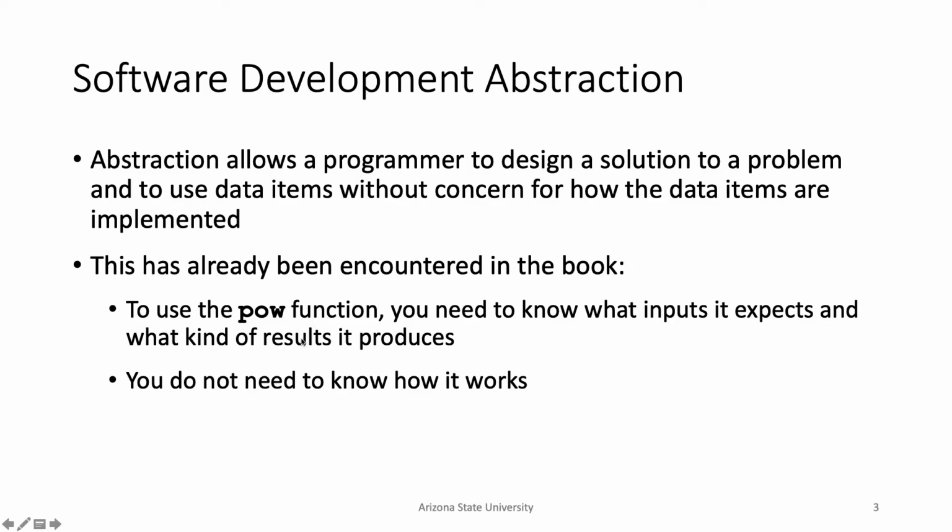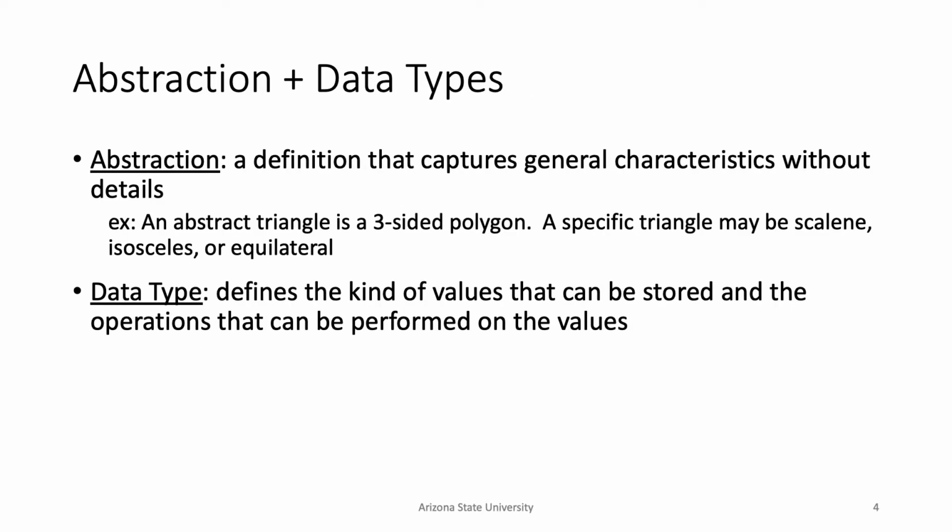So we've seen several examples, like the pow function. Do you know how the pow function works? I don't know how the pow function works. So that's essentially the same thing. It's not an object, but the reasoning is the same. We only provide what is needed to the function, and it gives back the result that we want. I don't care how it works on the back end of pow.